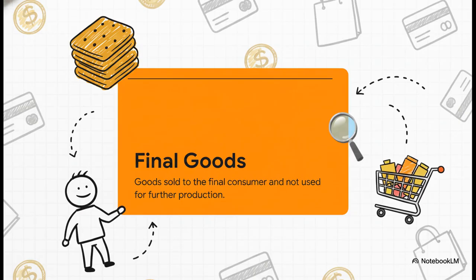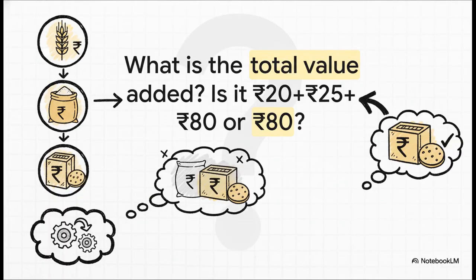Why? Because this is the end of the journey. We are going to consume them. They're not going to be used to make something else. So wheat was the intermediate good, and the biscuits are the final good. See the difference? Okay, now for the most important question of all.